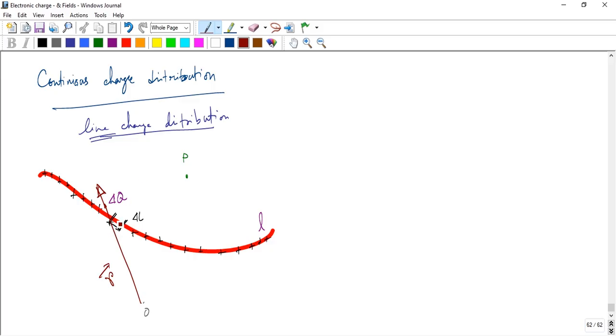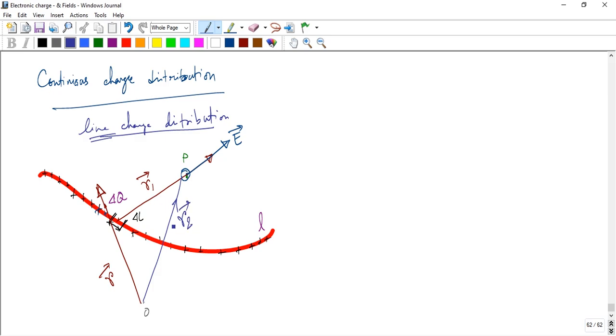The position vector of point P is called R1. If you look carefully, these are all positive charges, so at point P the electric field goes in the outward direction. You know that. The position vectors here are R1 and R2.